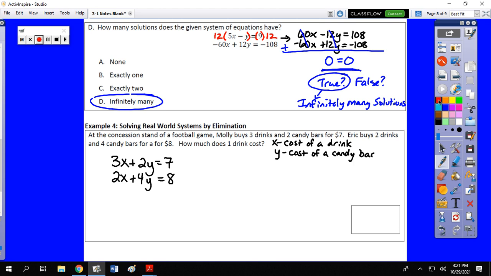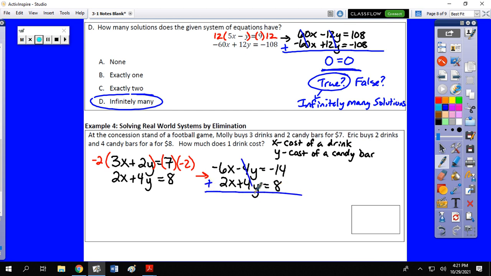Now we could solve this entire system, or we could only find the value of a drink, which would allow us, we need to find x, right? So let's eliminate y. To eliminate y, we need to multiply the first equation by -2 so that this becomes a -4, and it'll cancel. So when we do that, our system becomes -6x minus 4y equals -14, and 2x plus 4y equals 8. We add those equations together, y cancels, and we're left with -4x equals -6.